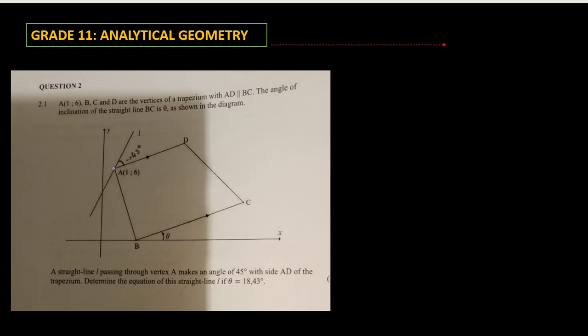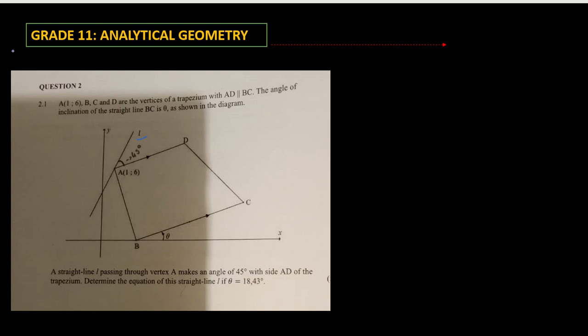And we are given one of the vertices, the vertex A, and its x coordinate is 1, its y coordinate is 6. We are also given that the angle between the side AD and the line L is 45, and the angle between BC and the x-axis is theta. What we require to do is to find the equation of that straight line L, that line there.